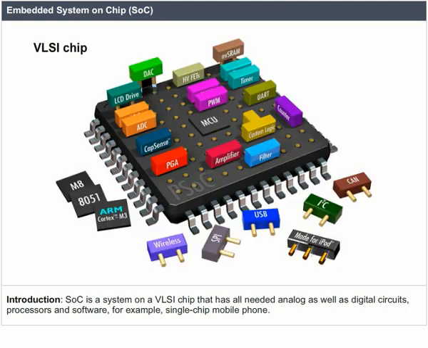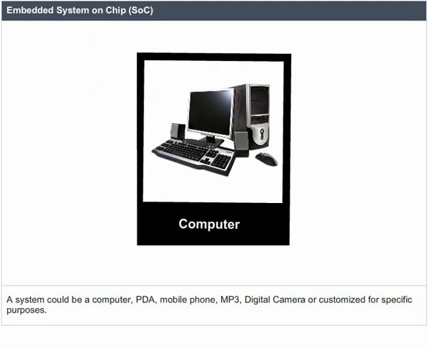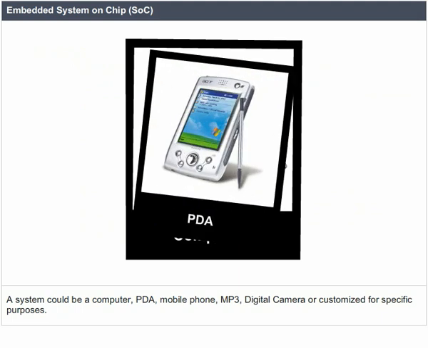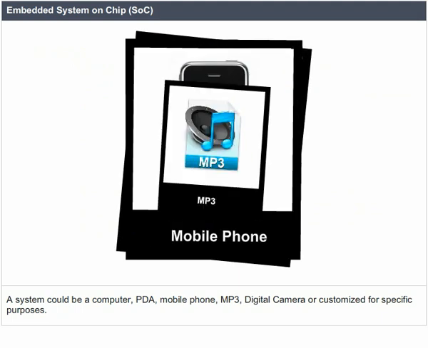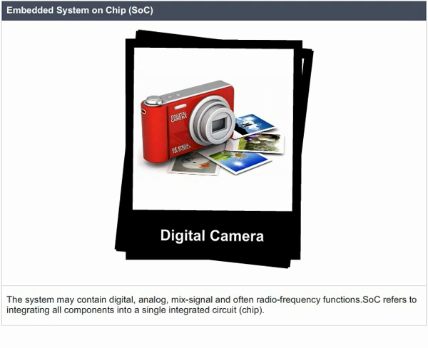Embedded System on Chip, SoC. Introduction. SoC is a system on a VLSI chip that has all needed analog as well as digital circuits, processors, and software, for example a single chip mobile phone. A system could be a computer, PDA, mobile phone, MP3 player, digital camera, or customized for specific purposes. The system may contain digital, analog, mixed signal, and often radio frequency functions. SoC refers to integrating all components into a single integrated circuit chip.